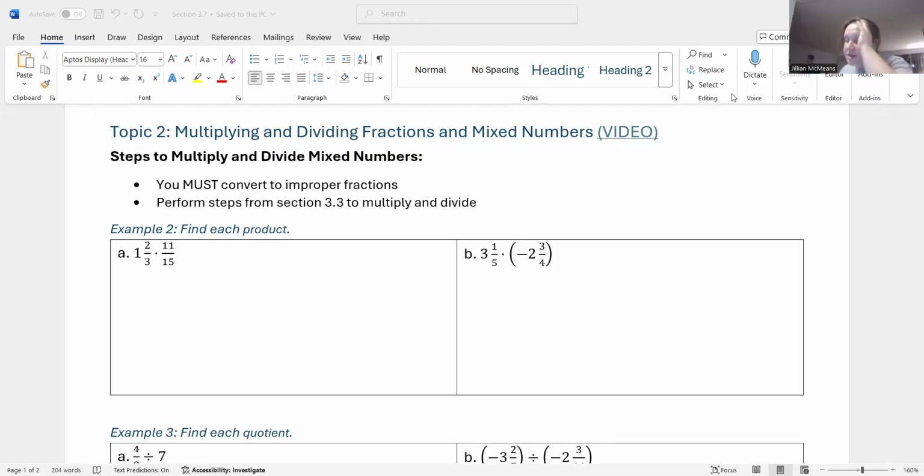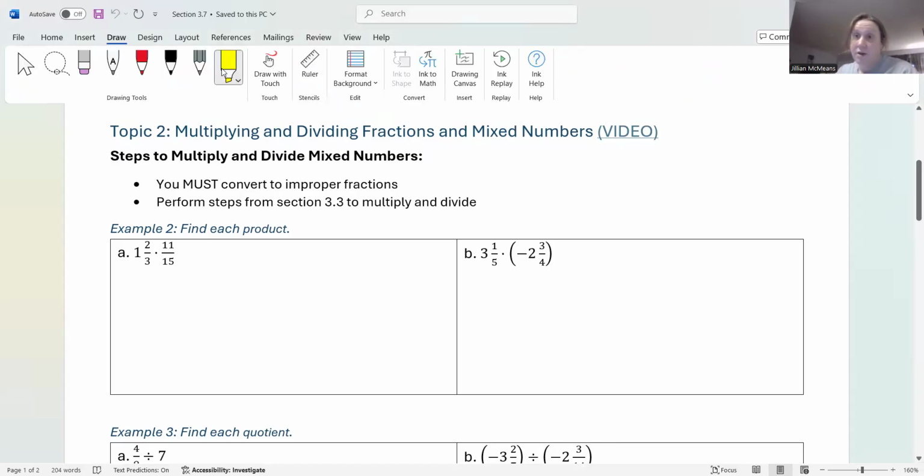Okay? So steps to multiply and divide mixed numbers. First and foremost, you absolutely have to convert them to improper fractions. Unfortunately, this is non-negotiable. You have to do this. When it comes to adding and subtracting mixed numbers, you have options, but here with multiplication and division, they must be in fraction form, not mixed numbers. So convert your mixed numbers to improper fractions and then just follow the steps that we learned in section 3.3 for multiplying and dividing fractions.